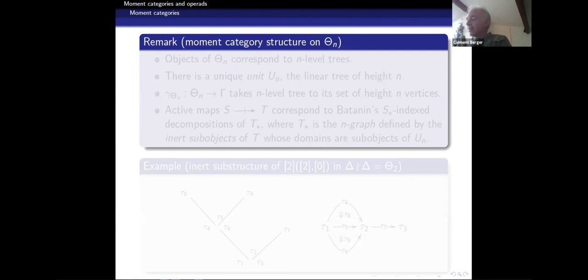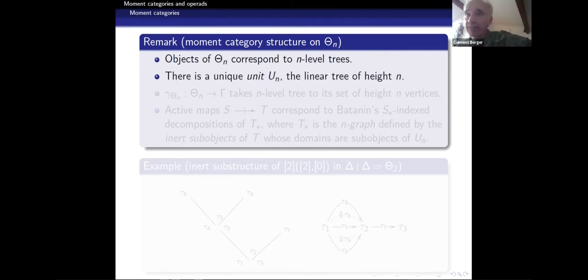So let me just give you a small insight into the moment structure of theta n. The objects of theta n correspond to n-level trees, so trees with n levels of height n. There is a single unit, which is the linear tree of height n. And this canonical cardinality functor sends an n-level tree to the set of height n vertices.